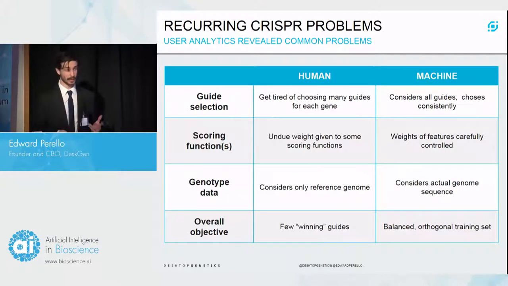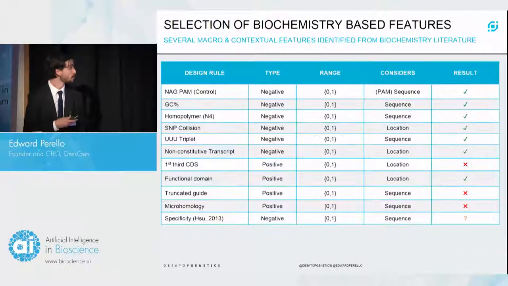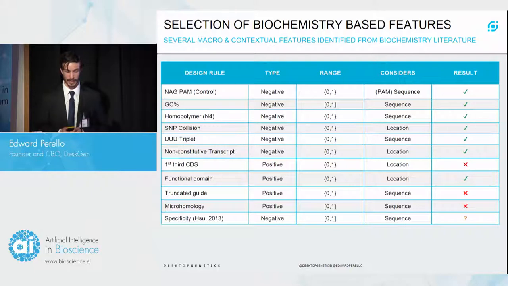So machine learning really excels at selecting the population of guides that's sufficiently diverse, chosen randomly within certain parameters that we set, and also follows good experimental design principles. So these are some of the interesting things that we've been looking at in terms of positive and negative predictors that we found.